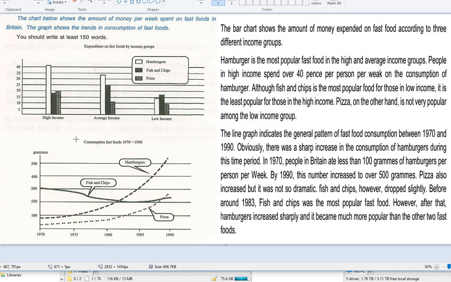Now, the difference is that here there's no time. The second graph gives us a time period, so we would use the past tense for this and the present tense for the bar chart. Let's see if they did that. Is, yeah. Spend, yeah. On the consumption, all the fish and chips. Okay, so here we have a compound sentence.